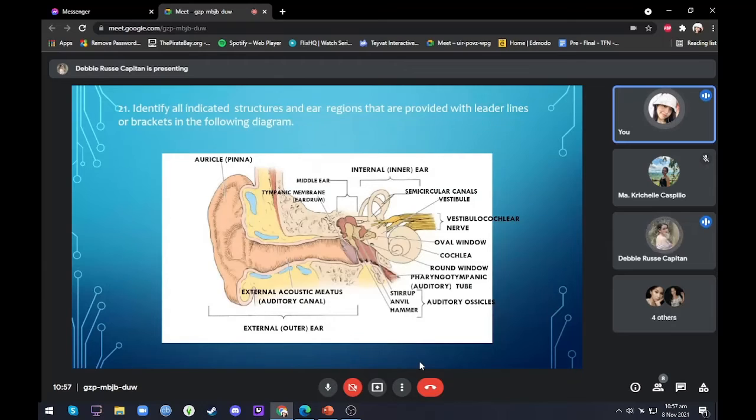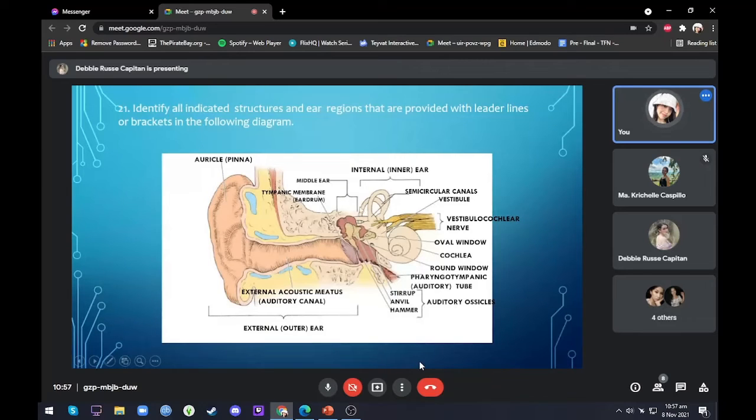Let us move on to number 21. Identify all indicated structures and ear regions that are provided with leader lines or brackets in the following diagram. Please refer yourself to the screen. So as you can see, the auricle or pinna, the tympanic membrane or eardrum. In the middle, you can see the middle ear.